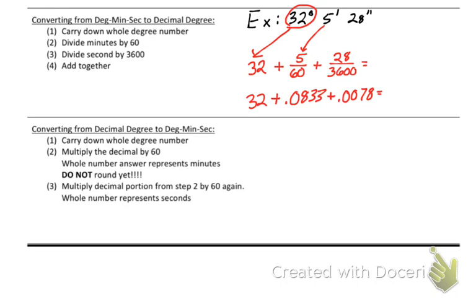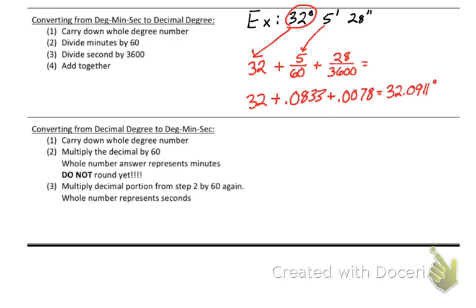which will just come out to 32.0911 degrees. And that's just an approximation. That's how specific these can be. This is just an approximation of what this measure would be. This direction is not only the most useful, it is the easier of the 2 methods. When we have to go from decimal degrees to DMS, it's a little more complicated. It's not bad, it just takes a little bit of practice.